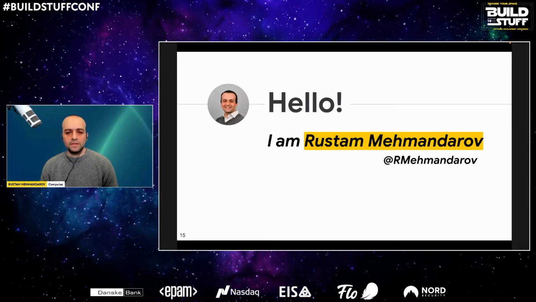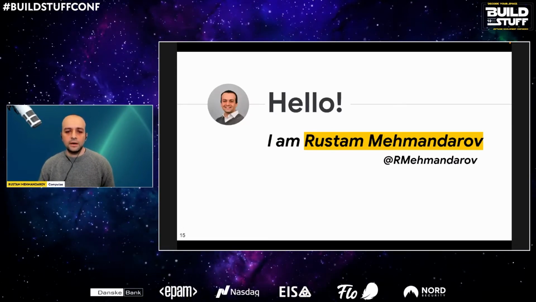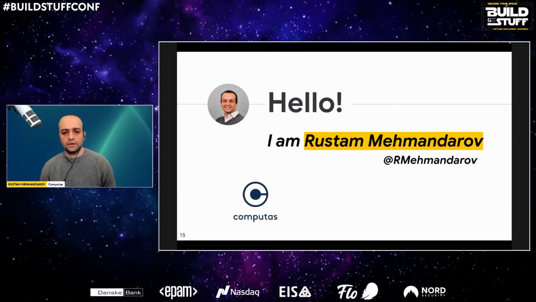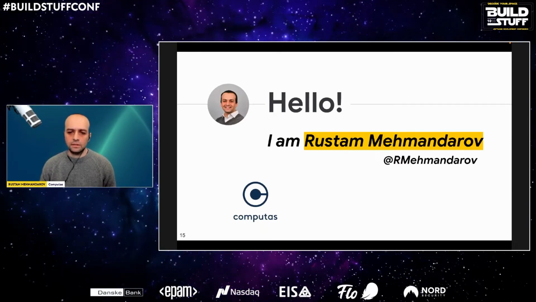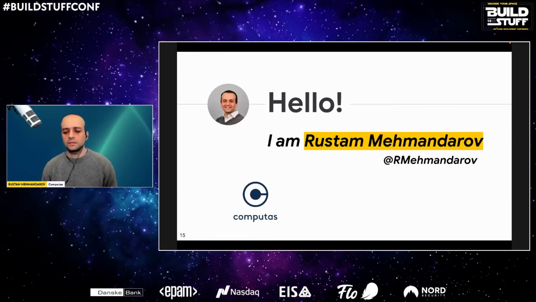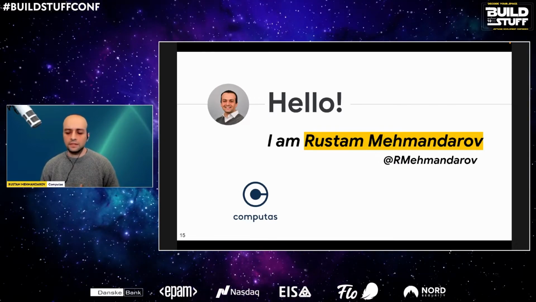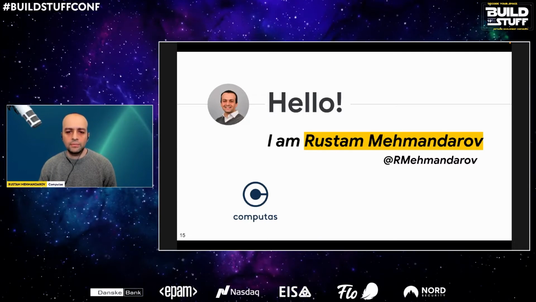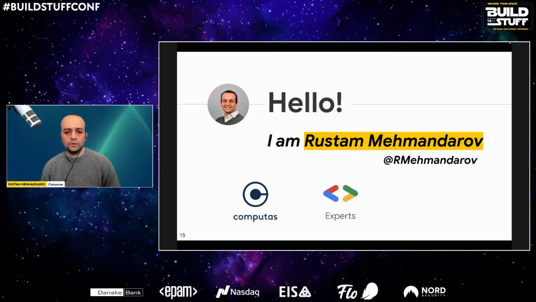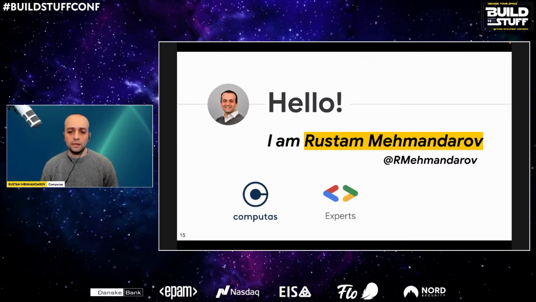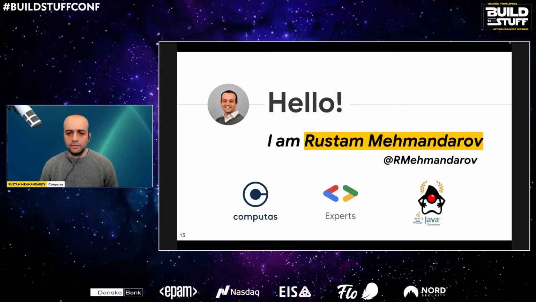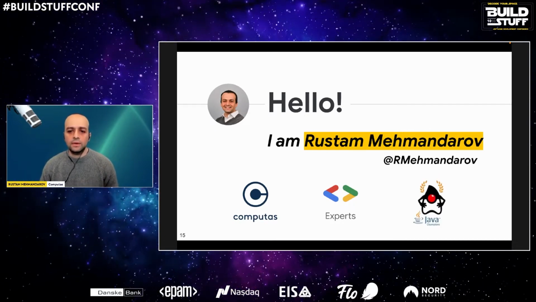A few words about myself. My name is Rustam. Like I said, I live and work in Norway, and work for a company called Compitas, which is a consultancy company. I do all kinds of things. Mostly it's Java related stuff, and mostly cloud related stuff, so I work quite a bit with that. I am a Google developer expert for cloud as well, and I am also one of the Java champions. So that's a very, very short introduction about myself.